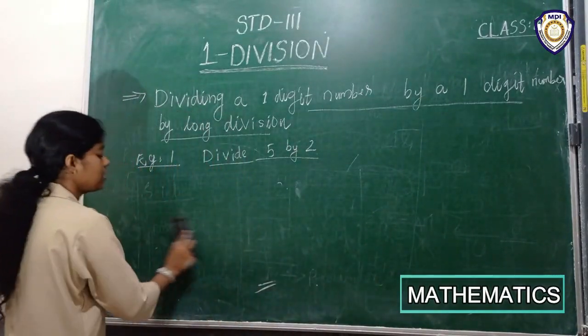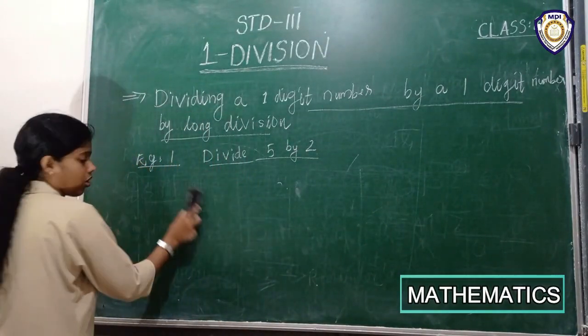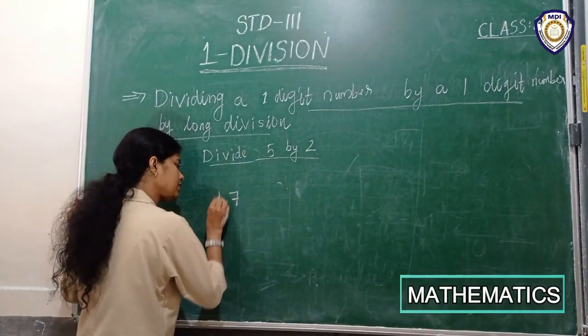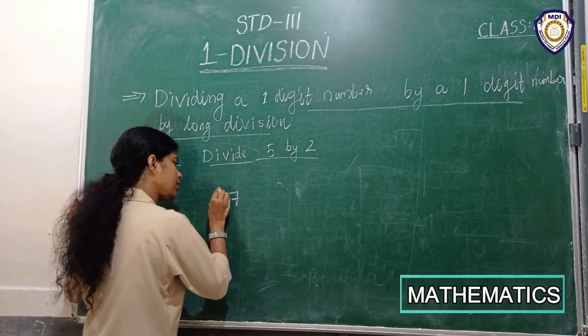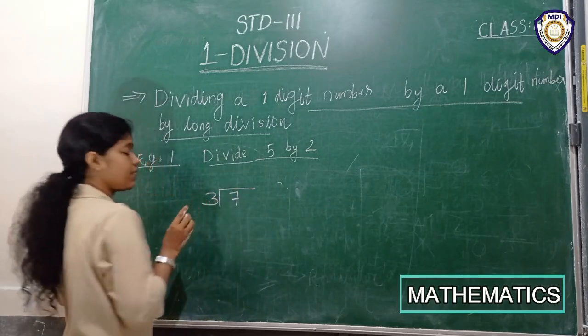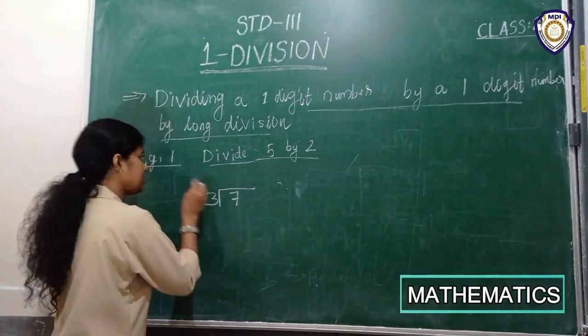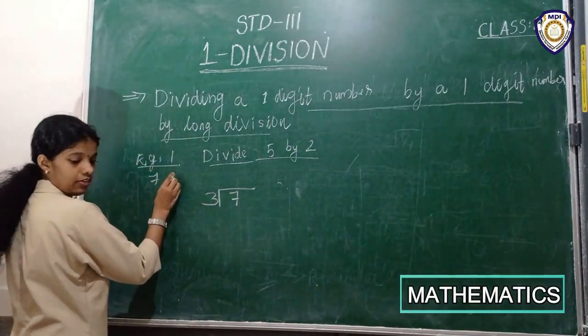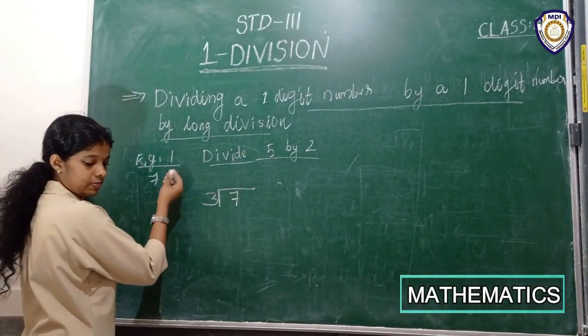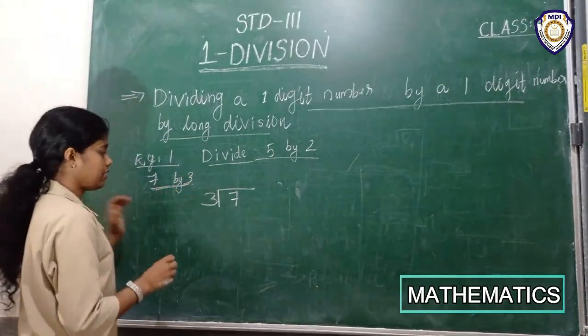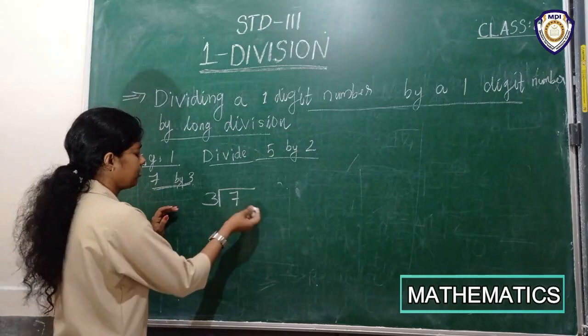This method is the long division. 7 divided by 3.